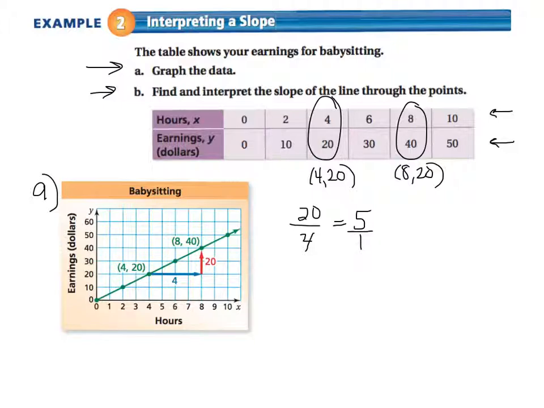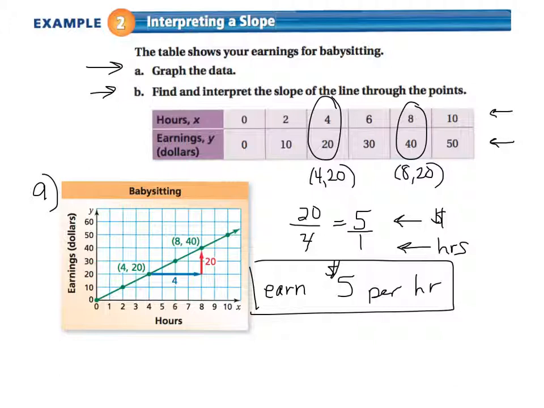What does that mean? Interpret that slope. Well, now we look at the labels. If you don't know what it is, we know that slope was change in y. Well, what's your y-axis say? It says earnings in dollars. Your x-axis said hours. So since we're talking about babysitters, this means that you have $5 per hour. Now, what are we talking about? We're talking about earnings. So the slope means that you earn $5 per hour. Notice that that's a unit rate. That's a review of what we talked about at the beginning of chapter 5. So you're earning $5 per hour.